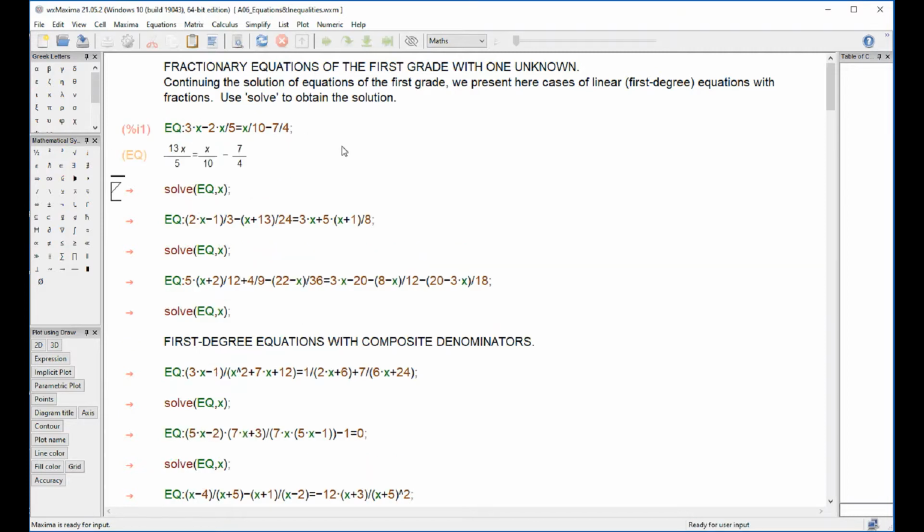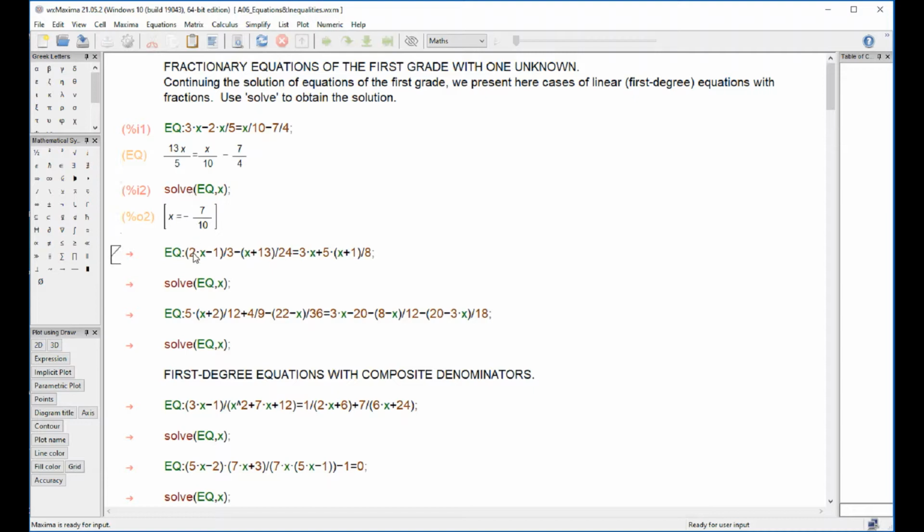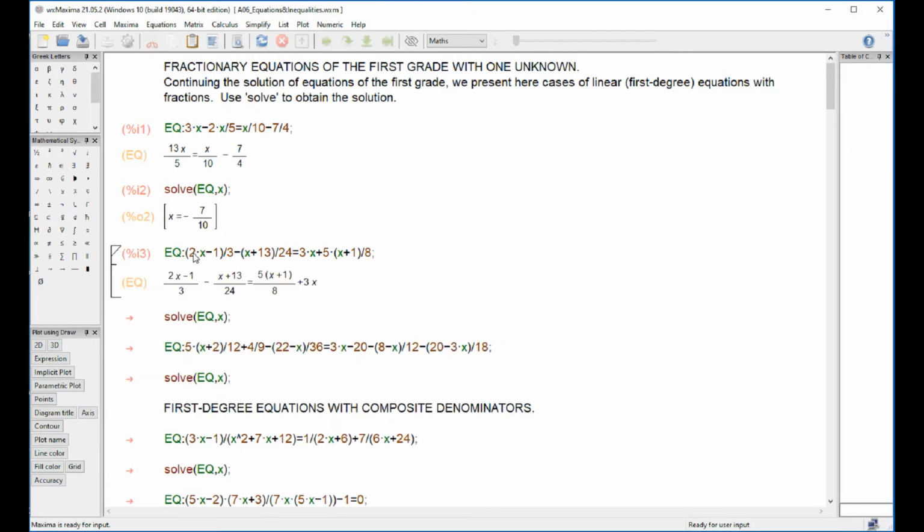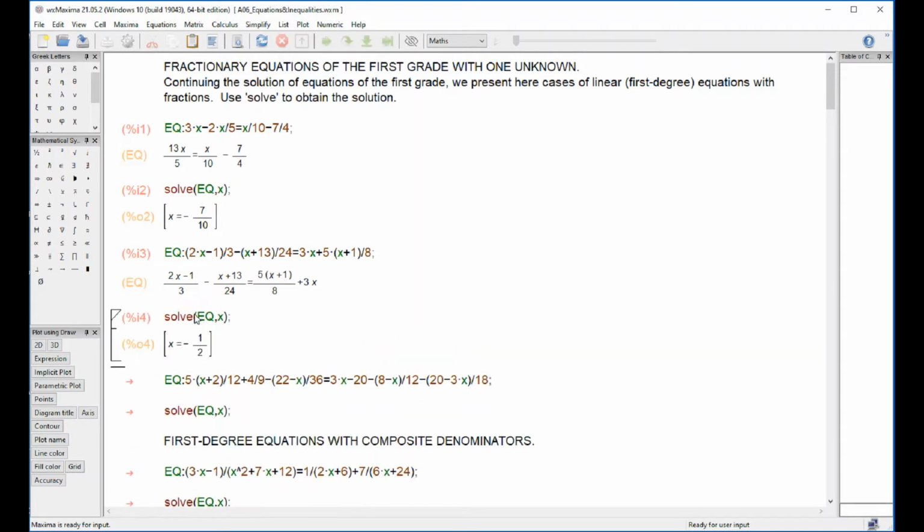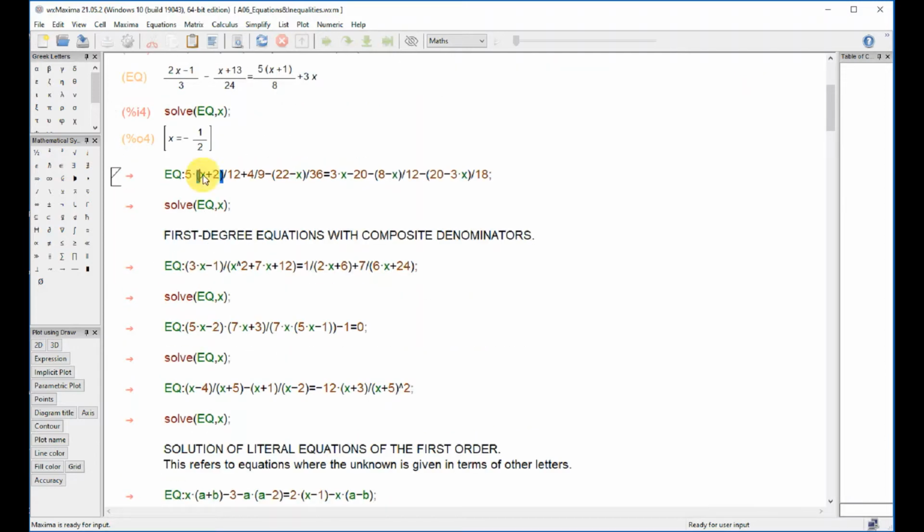A first-degree fractionary equation is one that has fractions as coefficients. There's nothing special about them. You can use solve and you get the result. Here's another example. With solve, we get the results. This is our first order.